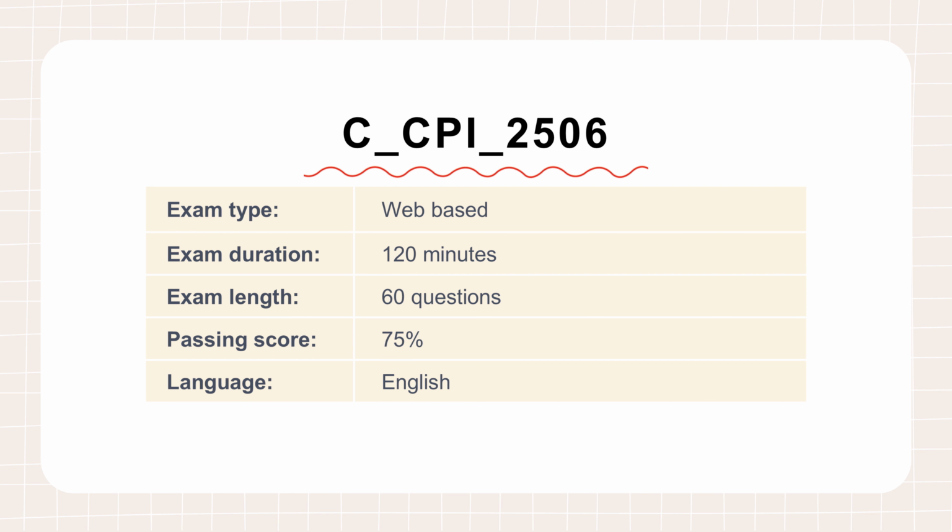Just for context, the exam itself is web-based, 120 minutes, 60 questions, needs 75% to pass, and it's in English. Basic details. And those details actually matter more than you might think, even if you're listening and have zero plans to take the exam. How so? Well, because what these questions are designed to test, what SAP considers core knowledge, that tells you a lot.